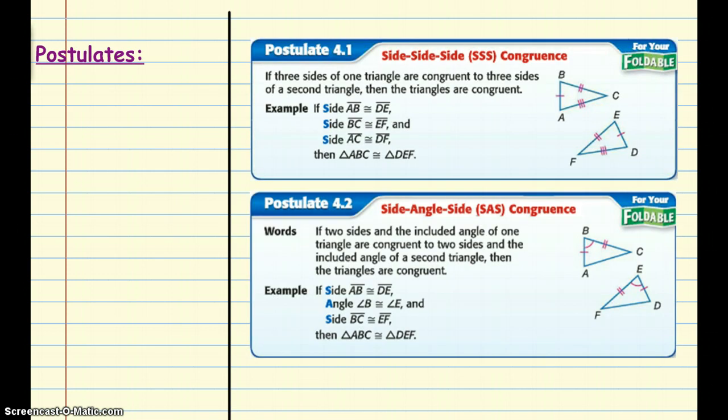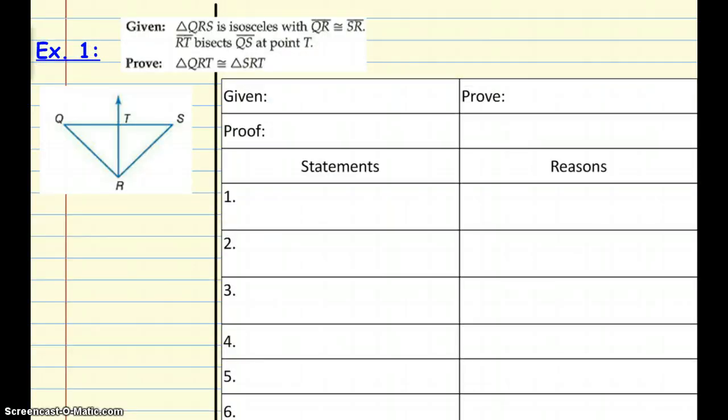So let's take a look at our two postulates for today. The first one is side, side, side, and it basically says this: if the three sides of one triangle are congruent to three sides of another, then we can prove that those triangles are congruent. And then the second one is side angle side, which says if two sides and the included angle of one triangle are congruent to two sides and the included angle of another triangle, then we know that those two triangles are congruent. So let's do two examples.